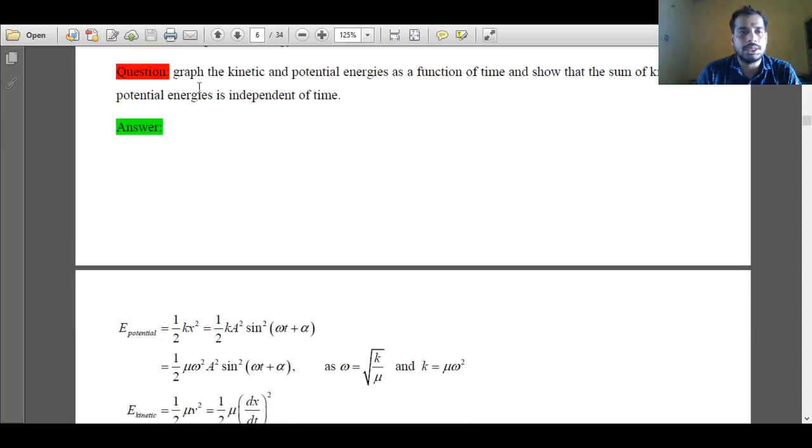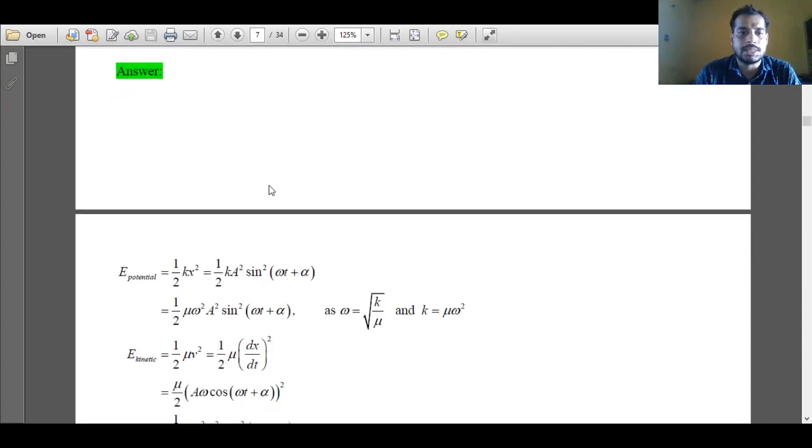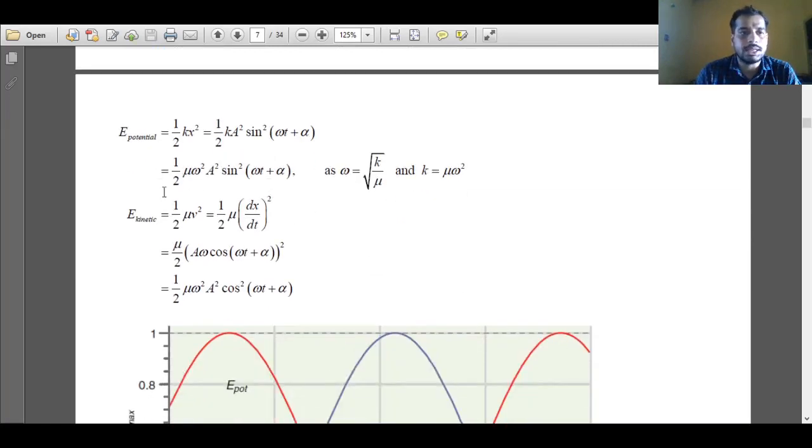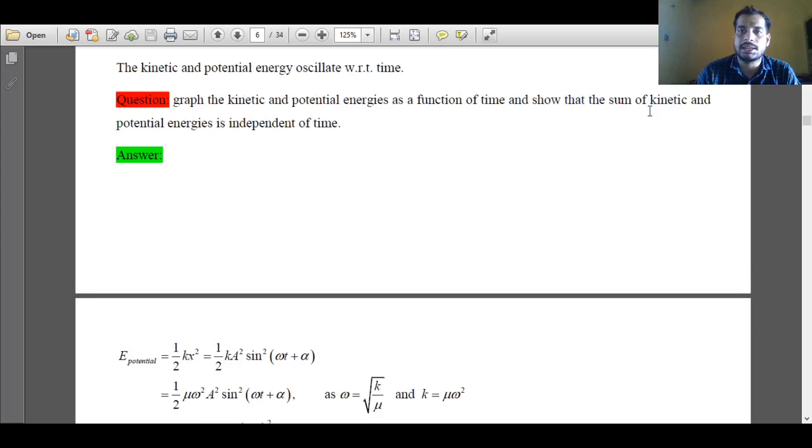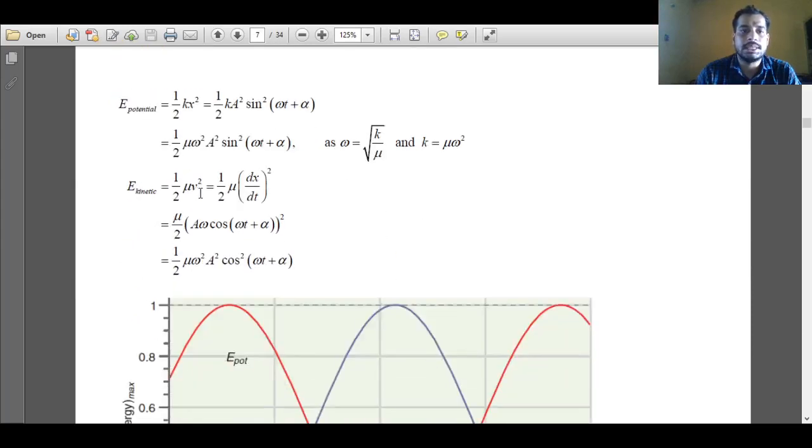Now there is a question: graph the kinetic and potential energy as a function of time and show that the sum of kinetic energy and potential energy is independent of time. So we'll derive an expression for potential energy, we'll derive an expression for kinetic energy, we'll graph both energies, and we'll show that the sum of kinetic energy and potential energy is independent of time.